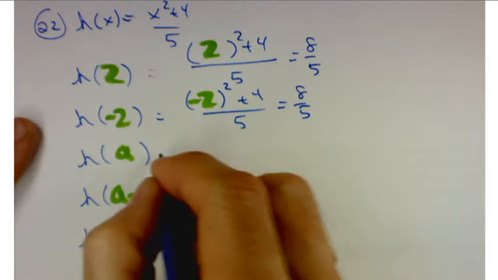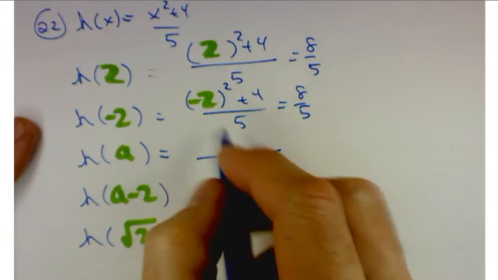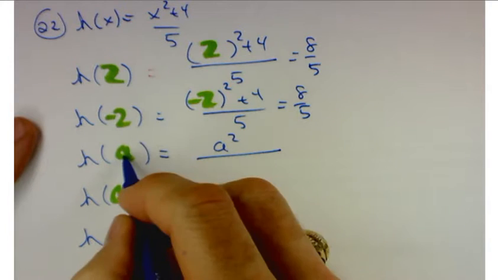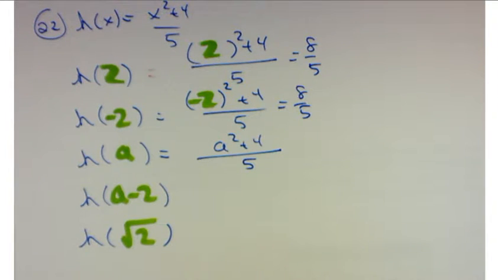How about h of a? Yeah, there's not much we can do here. When you plug in the a, you get a squared plus 4 over 5, and that's it. There's nothing more you can do. These aren't like terms. I can't combine those in any way. So we're done there.